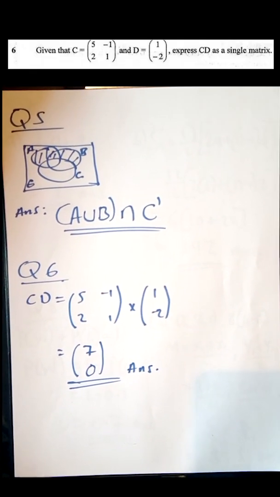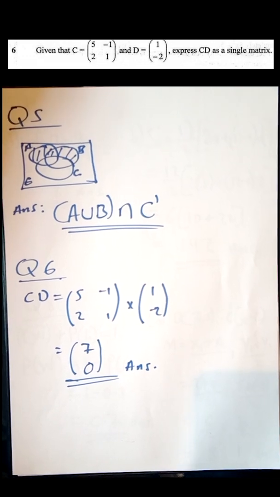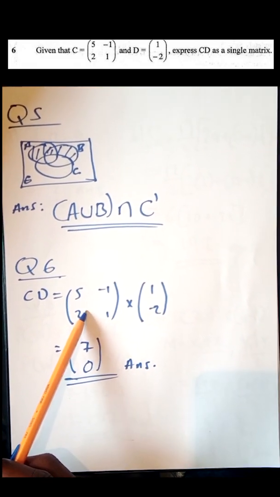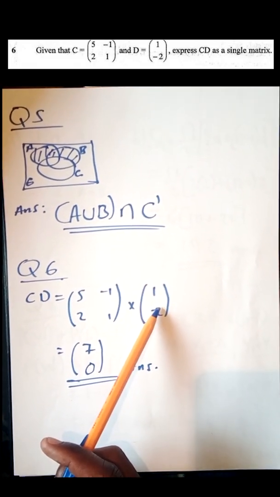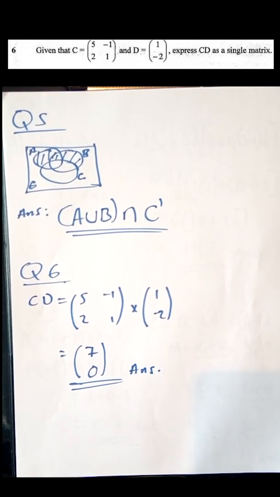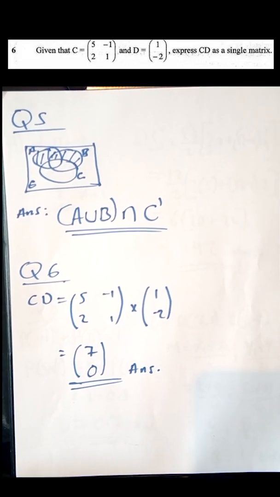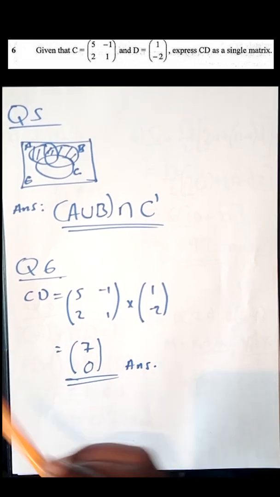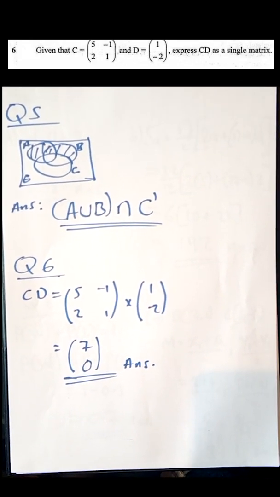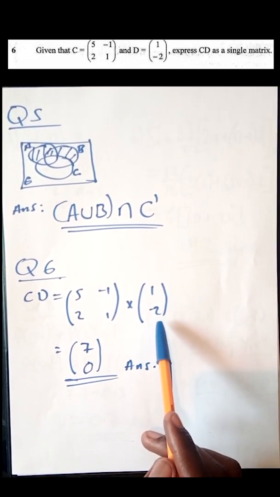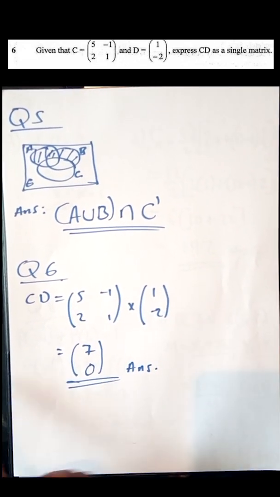Question number 6, it is a matrix. You are told to express the given matrix, that is matrix C, and matrix D, as a single matrix. So expressing this as a single matrix, there's nothing magical you are supposed to do. You are just going to multiply these. And when multiplying, we know that we follow the rule, which is row by column. Again, this row by the same column.